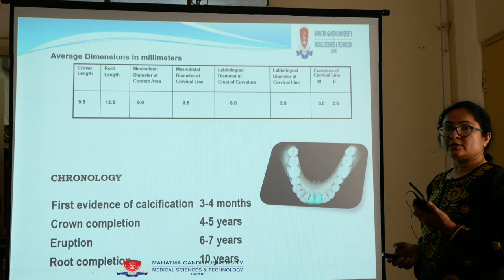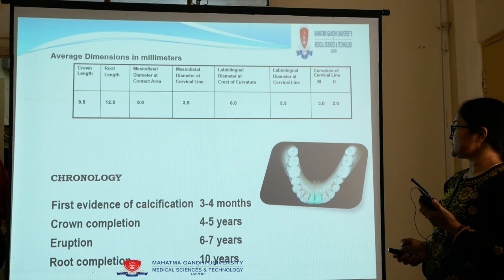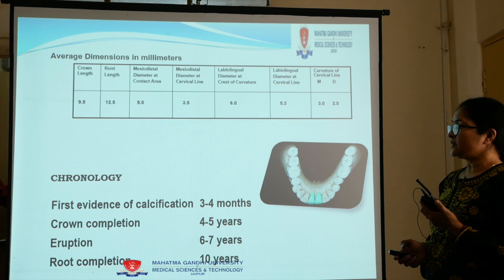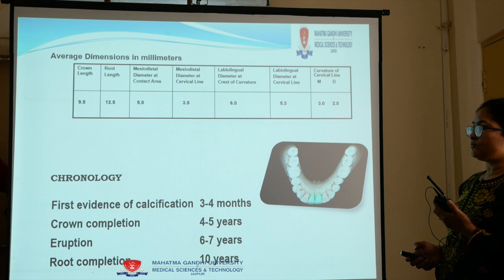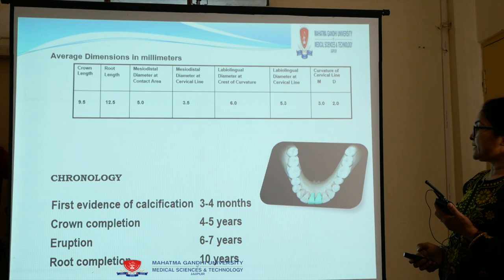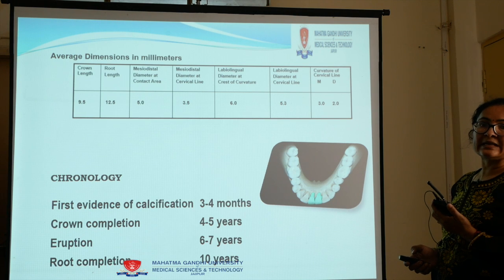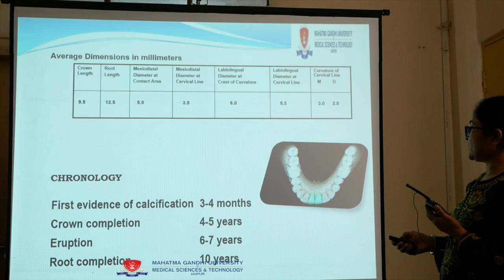The chronology: the first evidence of calcification occurs at the age of 3 to 4 months. The crown is completed at the age of 4 to 5 years. Eruption occurs at the age of 6 to 7, and the root is completed at the age of 10 years.